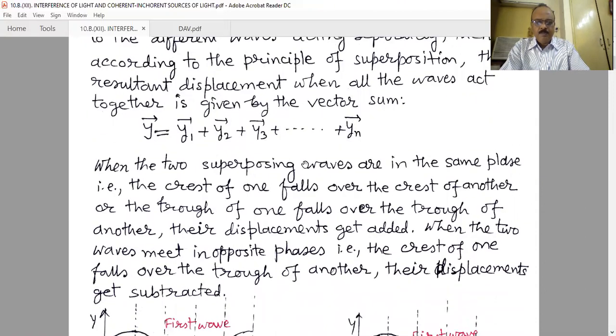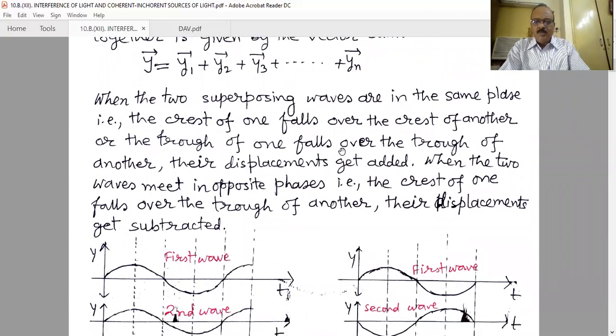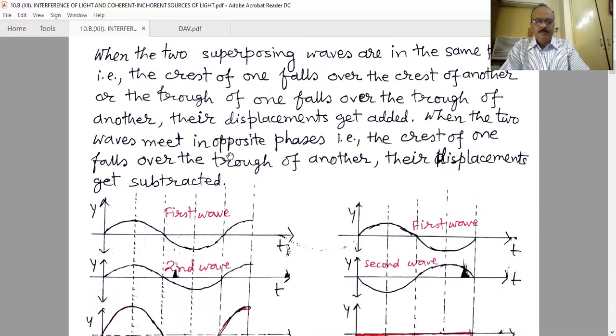up to yn vector. When the two superposing waves are in the same phase, that is, the crest of one falls over the crest of another, or the trough of one falls over the trough of another, the displacements get added. When the two waves meet in opposite phases, that is, the crest of one wave falls over the trough of another, the displacements get subtracted.